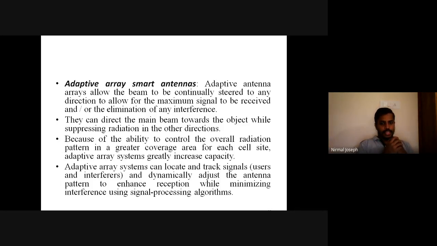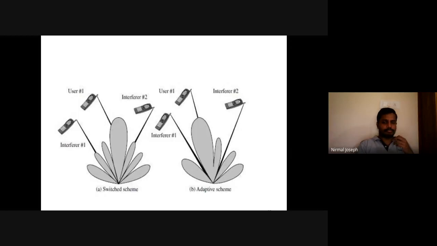Adaptive array systems can locate and track signals and dynamically adjust the antenna pattern to enhance the reception while minimizing interference using signal processing algorithms. Adaptive antennas use signal processing algorithms to particularly locate the user and dynamically adjust the antenna pattern to enhance the reception. It is similar to our switching position, but here it can do it continuously. So this is the difference between a switched scheme and an adaptive scheme.